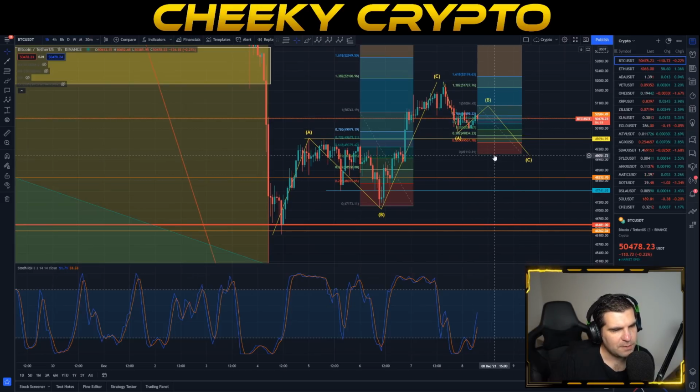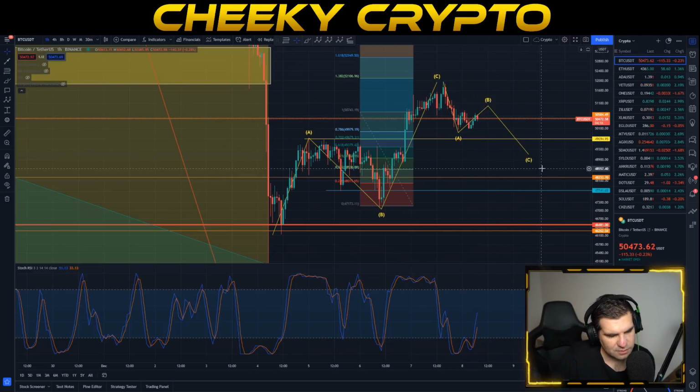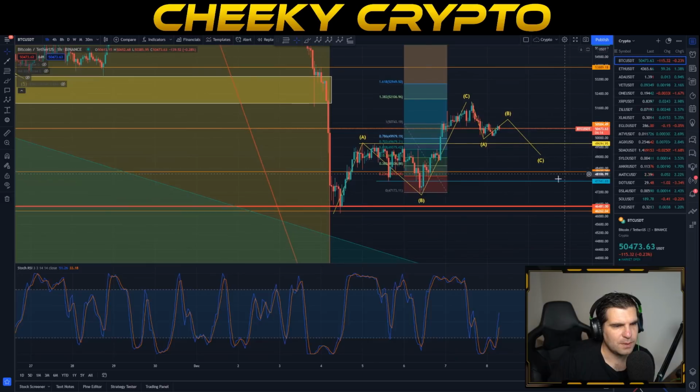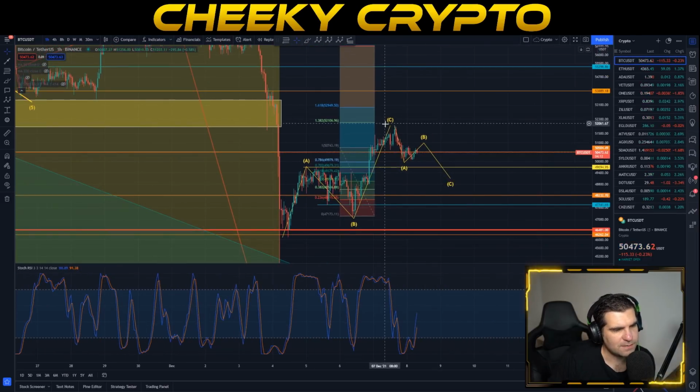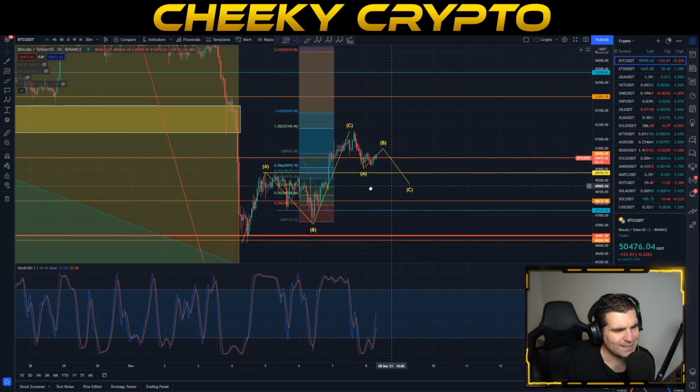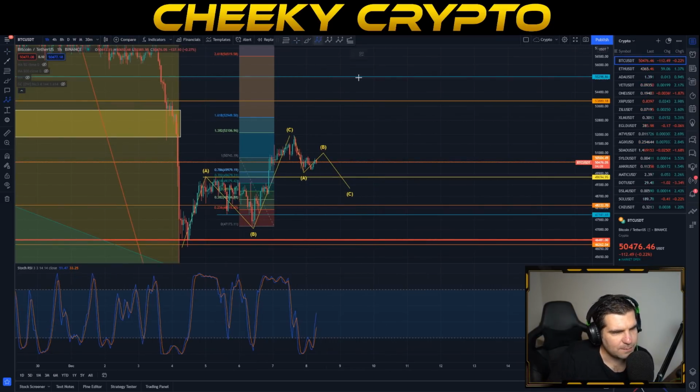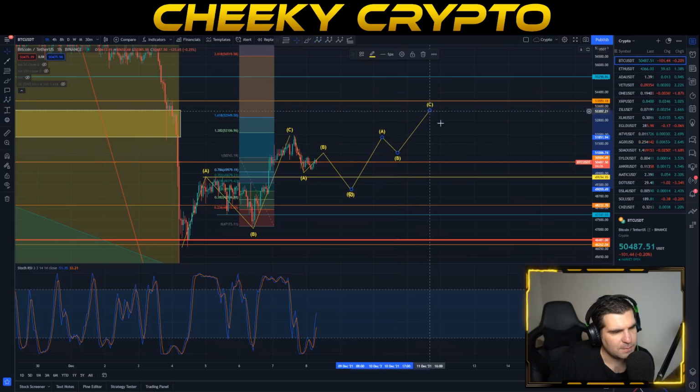That would put Bitcoin at about 49k. Okay, so still looking pretty good. And again, it's a small ABC correction after a relatively big ABC move up, specifically that C wave. Once this comes in, we'll then be looking for that reversal again, an ABC up.